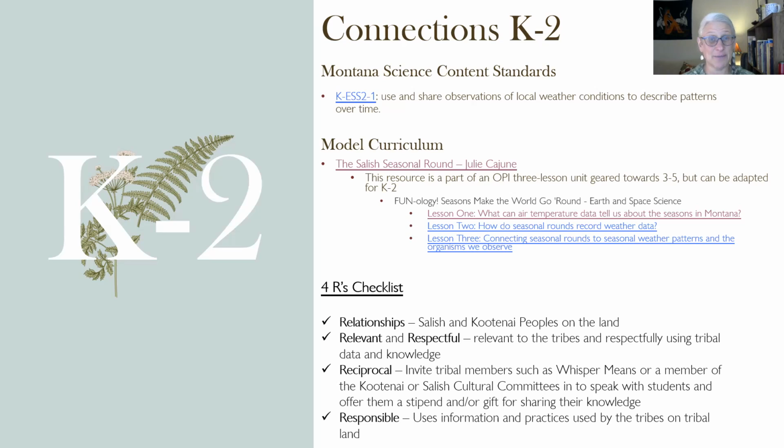Could you have someone like Whisper Means come into your classroom and talk about the way the animals use the landscape around the reservations, or maybe you have Tim Ryan come in and talk about the seasonal rounds, or somebody from the Kootenai and Salish cultural committees to come in and share stories when it's the appropriate time of year to share stories. Is it responsible? Absolutely. It uses information and practices used by the tribes on tribal land. It doesn't get much better than that.